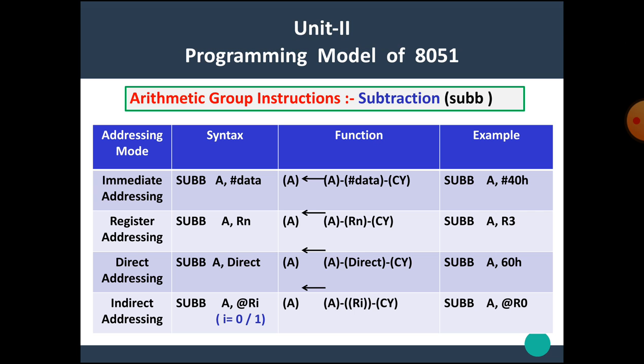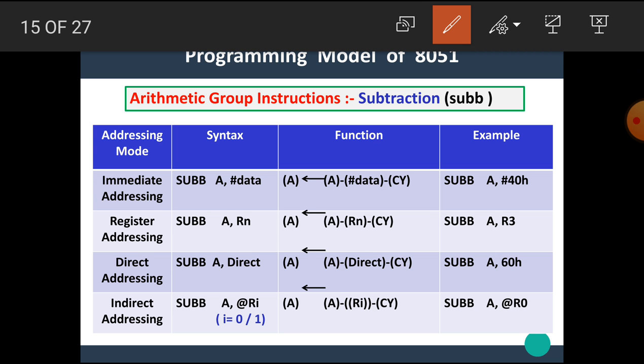For example, in immediate addressing, the syntax is SUBB. SUBB stands for subtraction with borrow. There is no SUB operation. Keep in mind, SUBB A comma #data means immediate data. This data is subtracted from the accumulator and the result is stored in the accumulator. For example, SUBB A, #40H means this 40H data is subtracted from the accumulator and the result of the subtraction is placed in the accumulator.